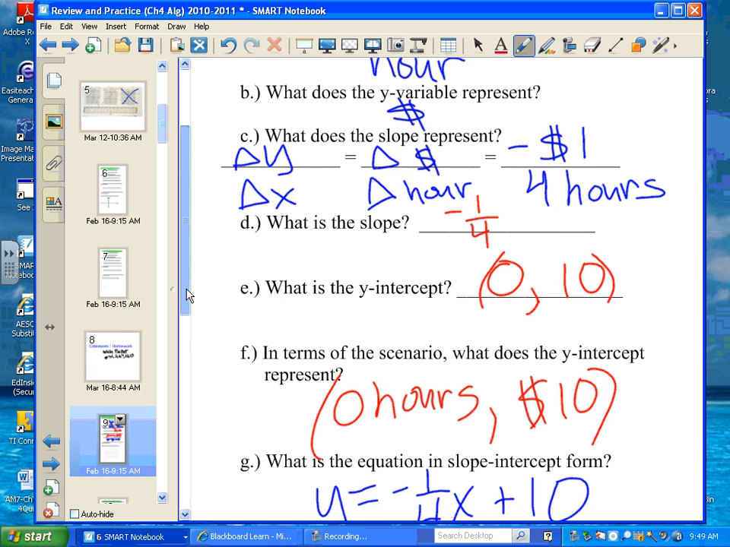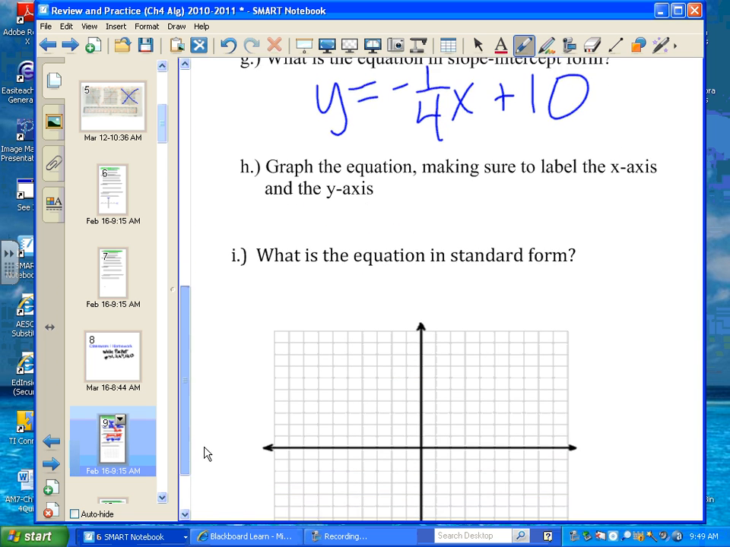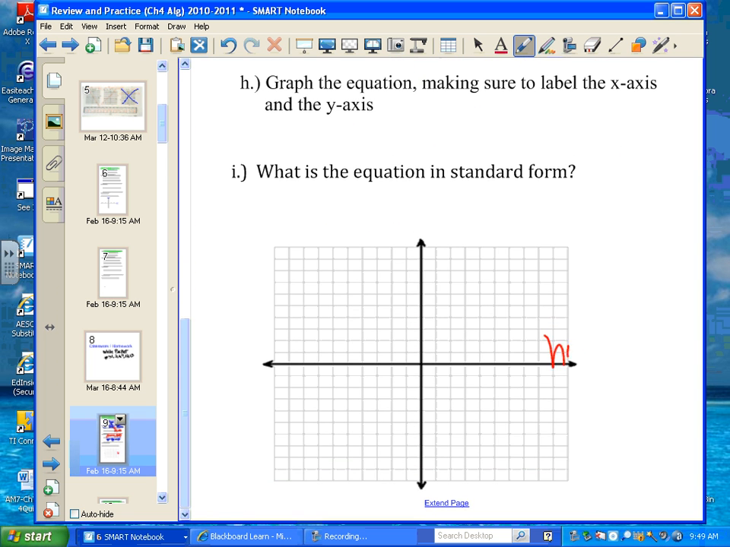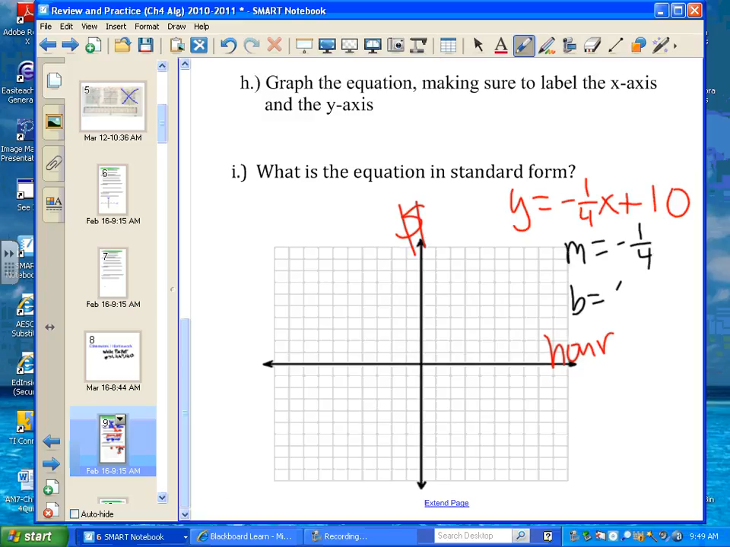Okay, let's now go down to graphing. We need to label, so we have hour is X, money is Y. If you do not label the axes, that's -1 on the quiz. Please make sure you label what X and Y are. I'm going to rewrite the slope-intercept equation above, so let's graph. And we already listed that M is -1/4, B is 0, 10.